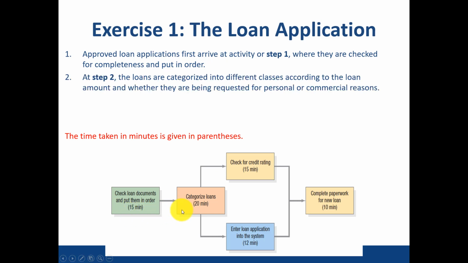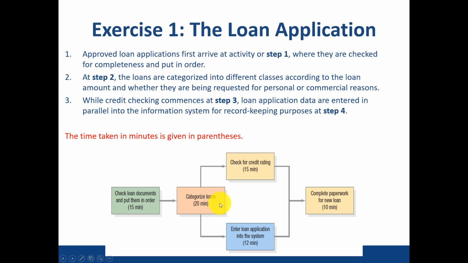Number 2, at step 2, the loans are categorized into different classes according to the loan amount and whether they are being requested for personal or commercial reasons. So they either go here or here. Number 3, while credit checking commences at step 3, loan application data are entered in parallel into the information system for record keeping purposes. That's here. And lastly, number 4, all paperwork for setting up the new loan is finished at step 5. So these are all the steps. And here we have loans, documents flowing.